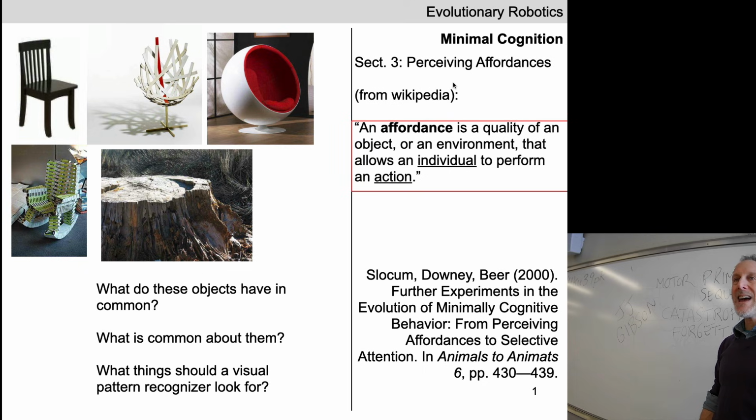An affordance is an ad. It's an advertisement projected by objects out in the world. An object projects an affordance, which is a quality of an object or an environment that advertises how an individual can perform an action with that object. So, important things, first of all, action.